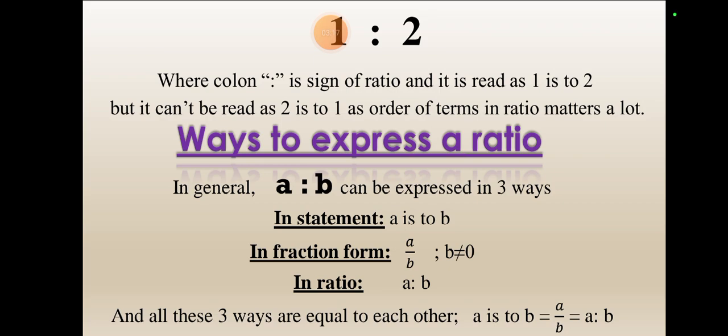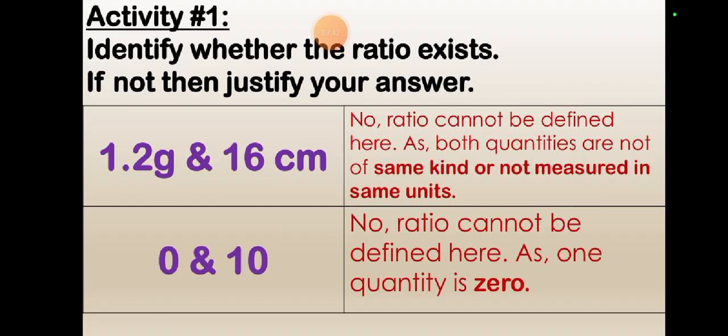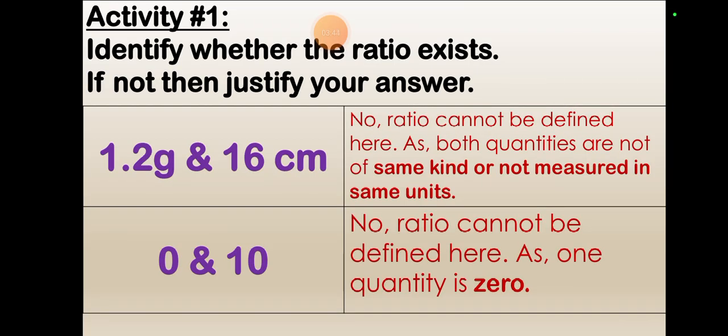Ways to express a ratio: how we can say or express a ratio. In general, A ratio B can be expressed in three ways. In a statement, we can say A is to B, or 1:2, 3:4, like this. In fraction, A over B. In ratio, I will again say A ratio B. So all three ways are equal to each other: A is to B, A over B, or A ratio B. These are all equal.